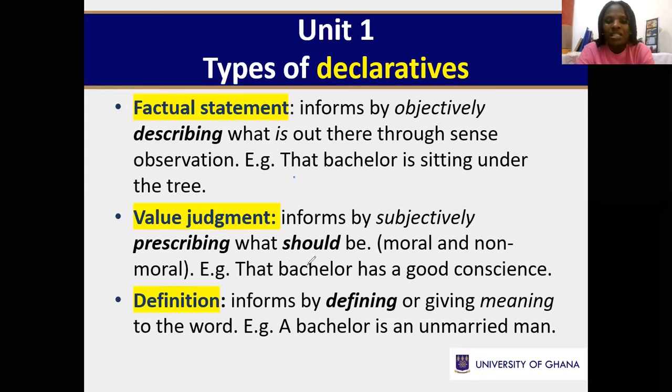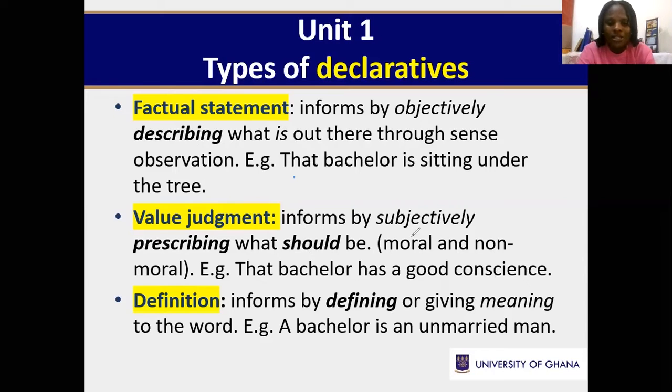And so when I make statements like that bachelor has a good conscience, the introduction of good makes this statement a value judgment. It is a statement. That means it can be true or false, yes, but it is dependent. That is, the truth or falsehood depends on the speaker, his values, circumstance. So it becomes a value judgment. Unlike a factual statement like that bachelor is sitting under the tree. It could be factually true, factually false, objectively. But value judgment, that bachelor has a good conscience, is either true or false, depending on the subject in question.